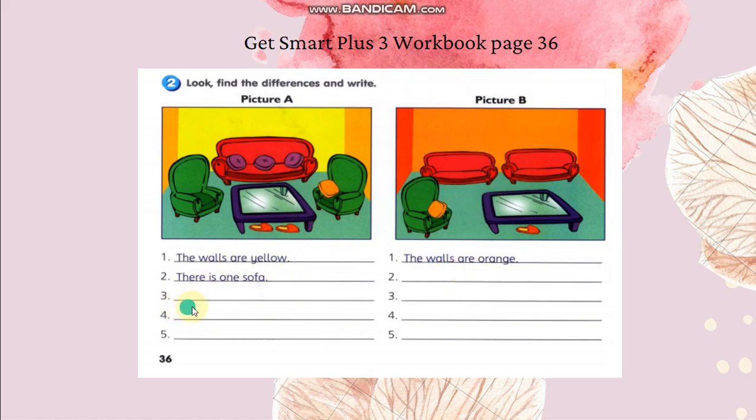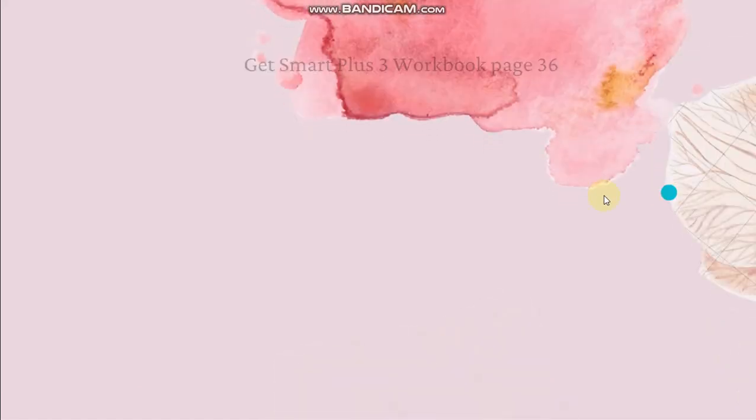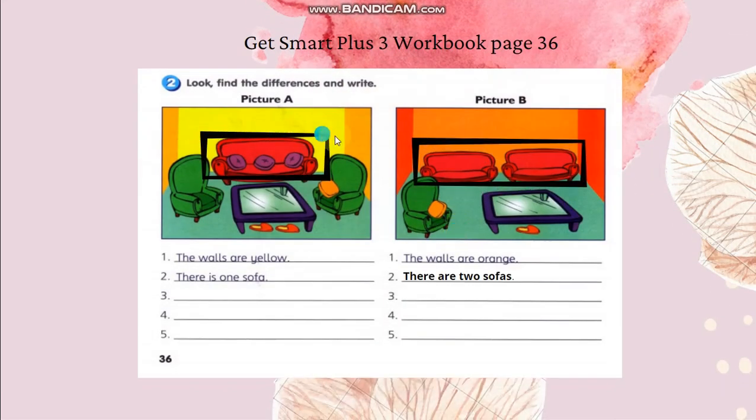Number 2, there is one sofa. So which is sofa? The red color. Alright, so okay, I have drawn a box here for you to refer to. There is one sofa in picture A, and in picture B there are 2 sofas. Okay, alright, let's look at number 3.